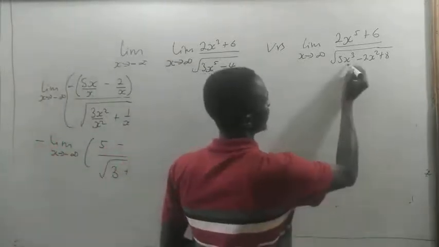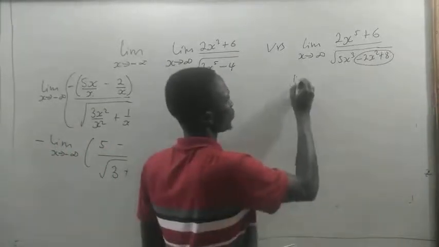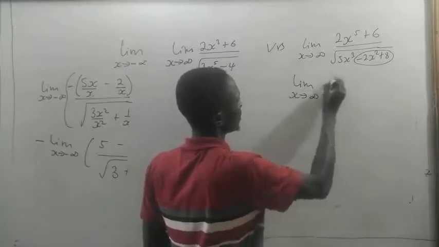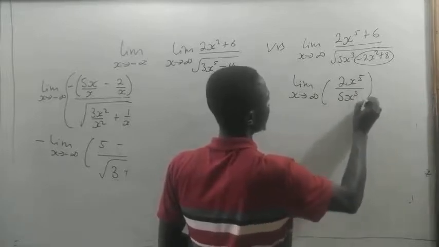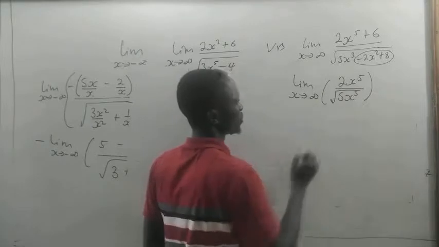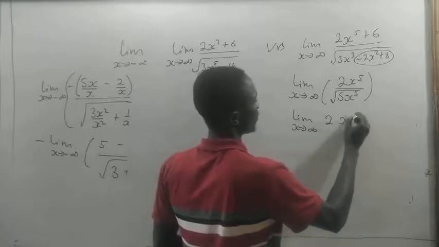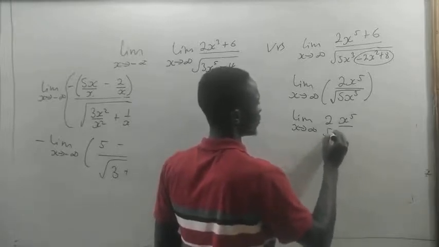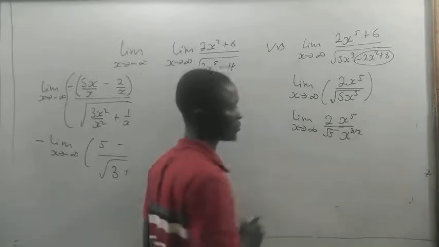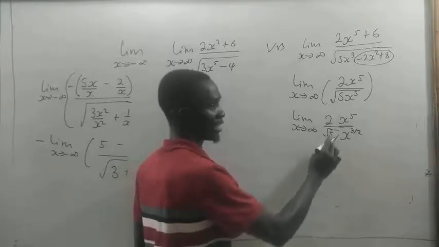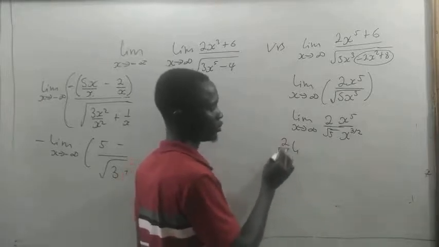So here, the inner one is a polynomial, so this one is not important because this contains the highest power of x. So we take the limit as x approaches infinity, 2x to the power 5 divided by 5x cubed. This is under the square root. So this will give us the limit as x approaches infinity, 2x to the power 5 divided by root 5 times x to the power 3 out of 2. So we have 2 out of square root of 5 as a constant.